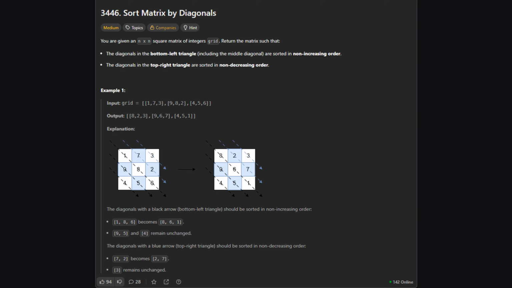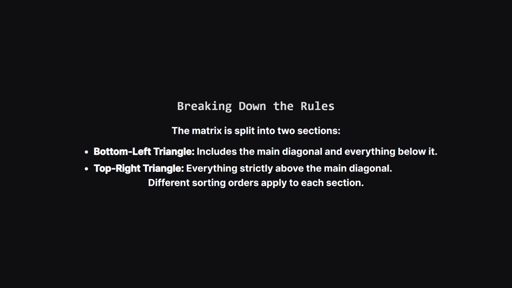We're given a square grid of numbers. Our job is to sort the numbers, but not the whole grid at once. Instead, we have to sort them along their diagonals. And there's a twist. There are two different sorting rules depending on where the diagonal is. So the first thing to understand is that the grid is conceptually split into two triangular parts. The main diagonal, which runs from the top left to the bottom right, acts as the dividing line. That main diagonal, plus everything below and to its left, forms one region. Everything above and to its right forms the other.